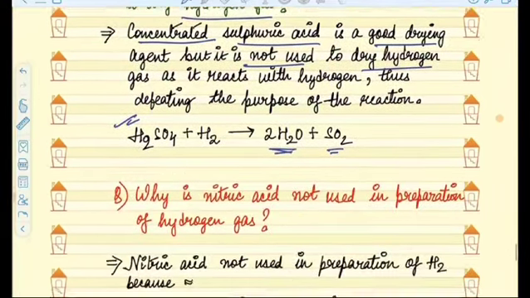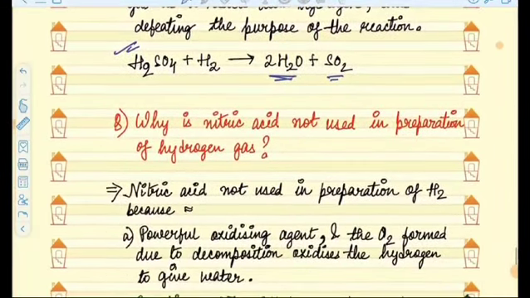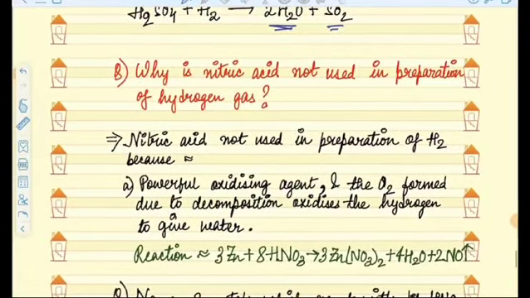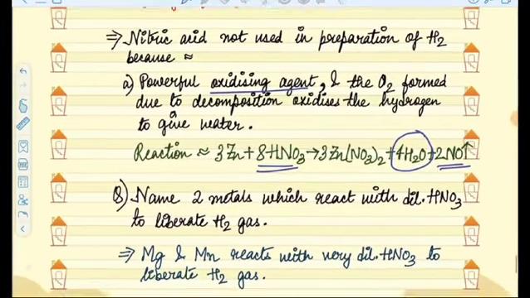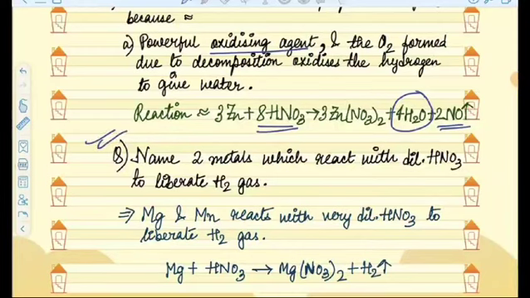Okay, not possible. Why is nitric acid not preferred? Another good acid we know is HNO3. It's not used. Same problem. HNO3 is going to convert H2 to H2O, and NO gas is released along with that. So it's a powerful oxidizing agent, and the oxygen formed is going to oxidize the hydrogen to give water. Not possible.